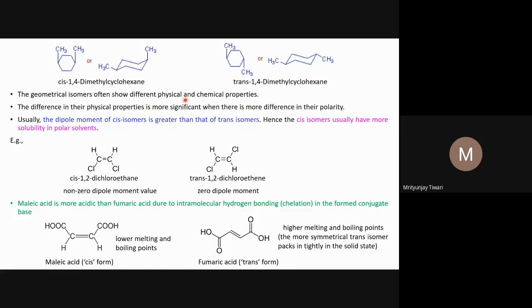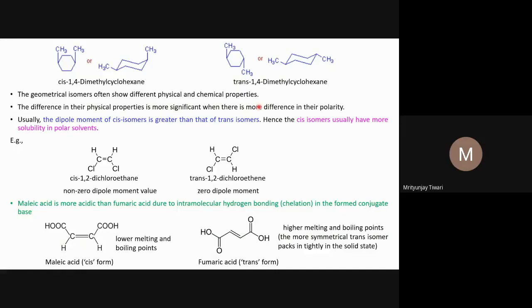More polar compounds will perhaps have more association and more dipole-dipole interactions, and because of these stronger interactions, they will have different crystallization, or their packing will be stronger. And it is not that, based only on polar and non-polar form, one can exactly say what the melting and boiling points of the two compounds will be. But based on polarity, there are many things one can play with. So the difference in physical property is more significant when there is more difference in their polarity.